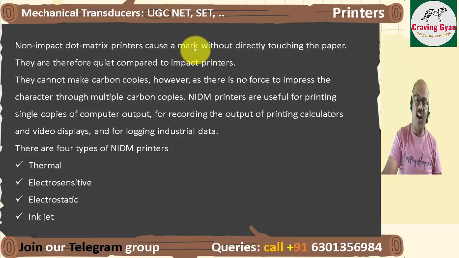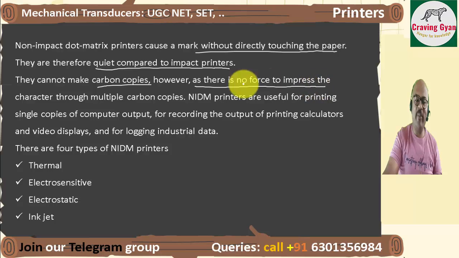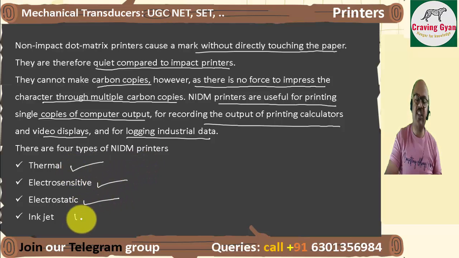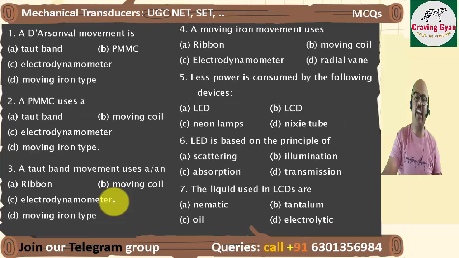Non-impact printers cause a mark without directly touching the paper. They are therefore quieter compared to impact printers. That's what I told. They cannot make carbon copies, however, as there is no force to impress the character onto multiple carbon copies. Non-impact printers are useful for printing single copies of computer output, for recording the output or printing calculations and video displays, and for logging industrial data. Important. There are 4 types of non-impact printers: thermal, electrosensitive, electrostatic and inkjet printers. Nowadays they prefer inkjet printers.